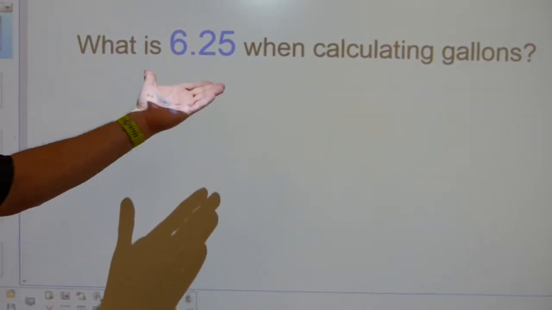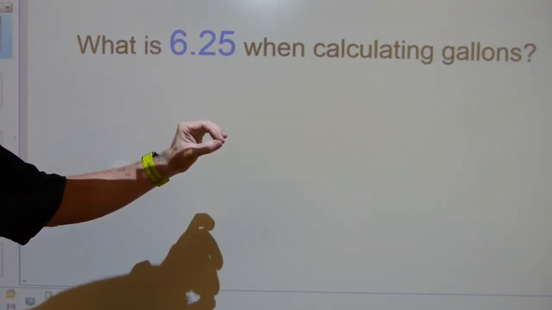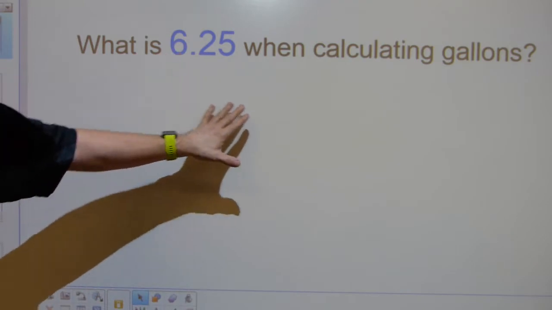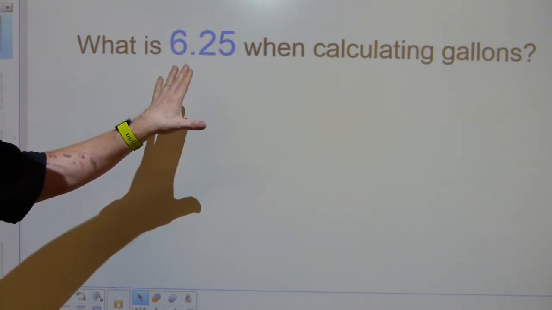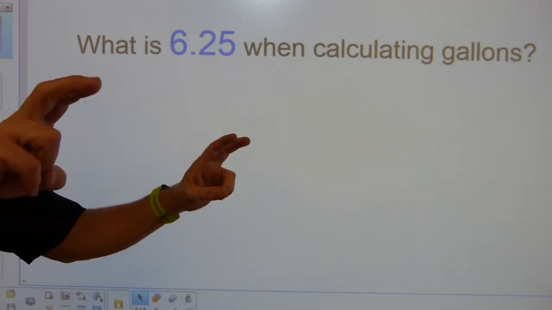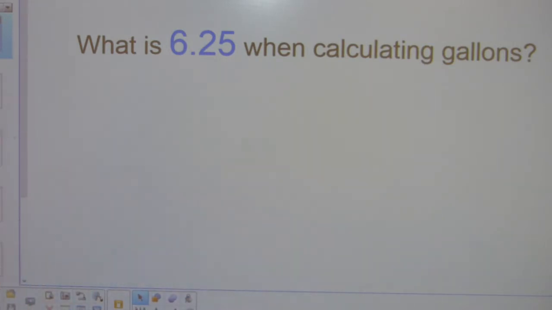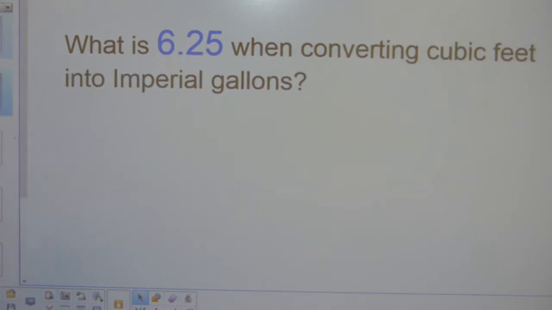The other day somebody asked me this very question with exactly the same words. In this video I'm going to focus on what the meaning of the figure 6.25 is when it comes to calculating gallons. The question unfortunately is poorly worded. This here is a better version of it.